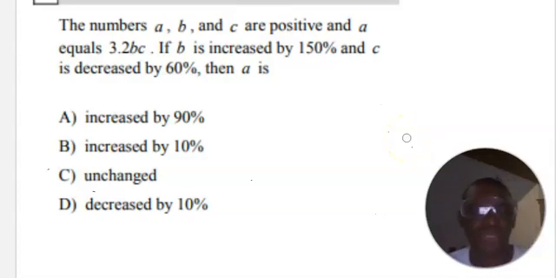Alright, so we have another SAT question here right now. We are still on percentages.